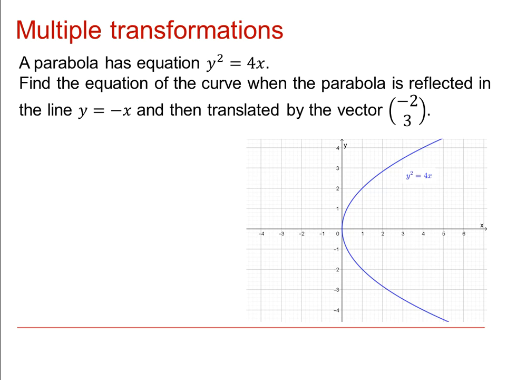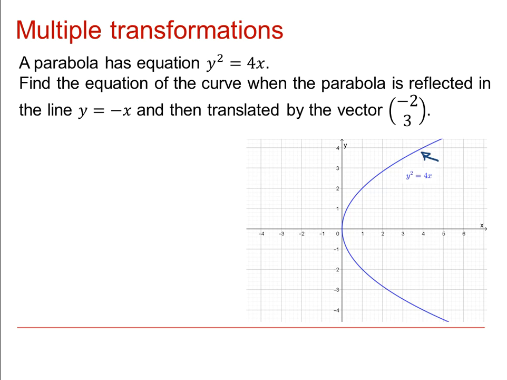So consider then a parabola which has equation y squared equals 4x. This is a standard parabola. This is it on the diagram. And we want to know what the equation of the curve is when the parabola is firstly reflected in the line y equals minus x and then translated by the vector negative 2, 3.